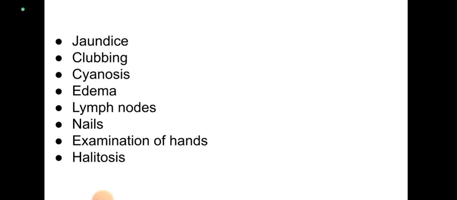After that, halitosis is seen. Halitosis is an unpleasant odor or smell emerging from the mouth or nostril that is detected by the patient or others. It is also referred to as bad breath.